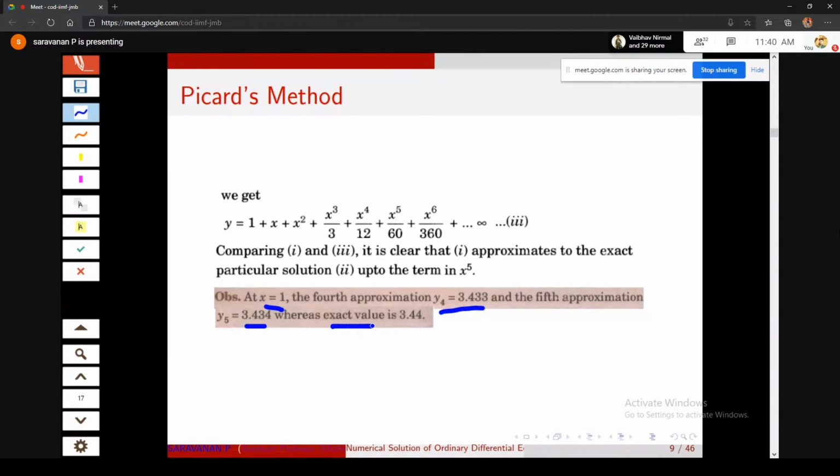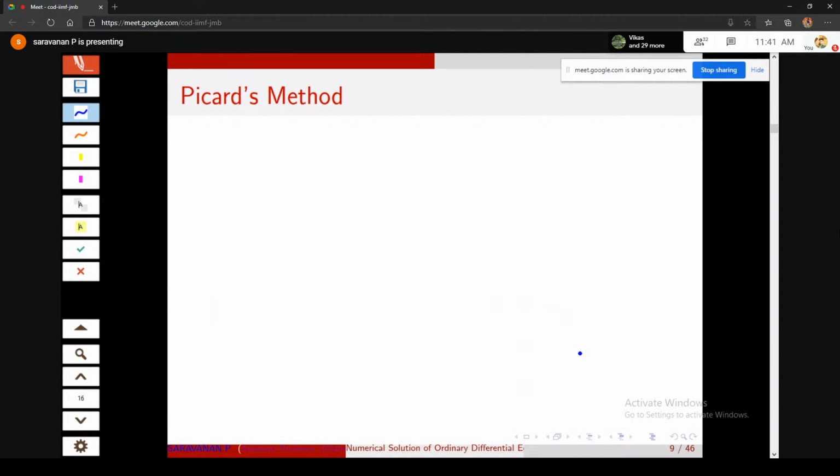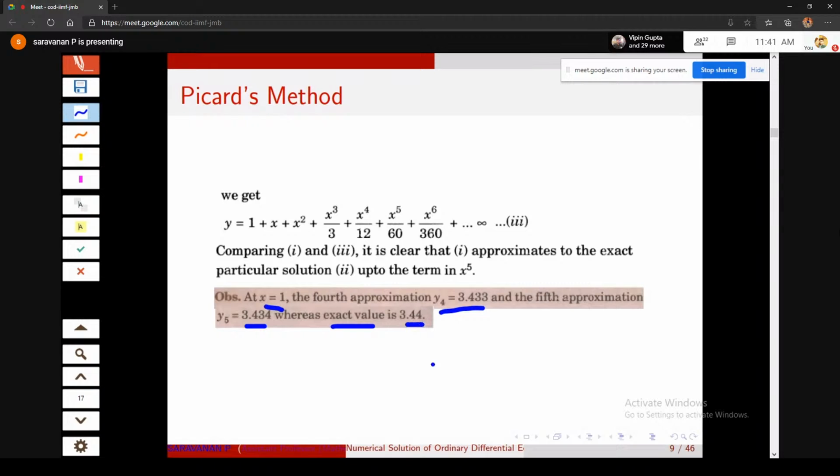Whereas the exact value, to compute the exact value, you substitute here. Put x equal to 1. You will get 2 times e power 1 minus 1 minus 1. You simplify, you will get 3.44. You see, the answer is very close. Fourth approximation 3.433. Fifth approximation 3.434. Exact answer is 3.44. Maybe if I compute y6, y7, etcetera, it will become more close.